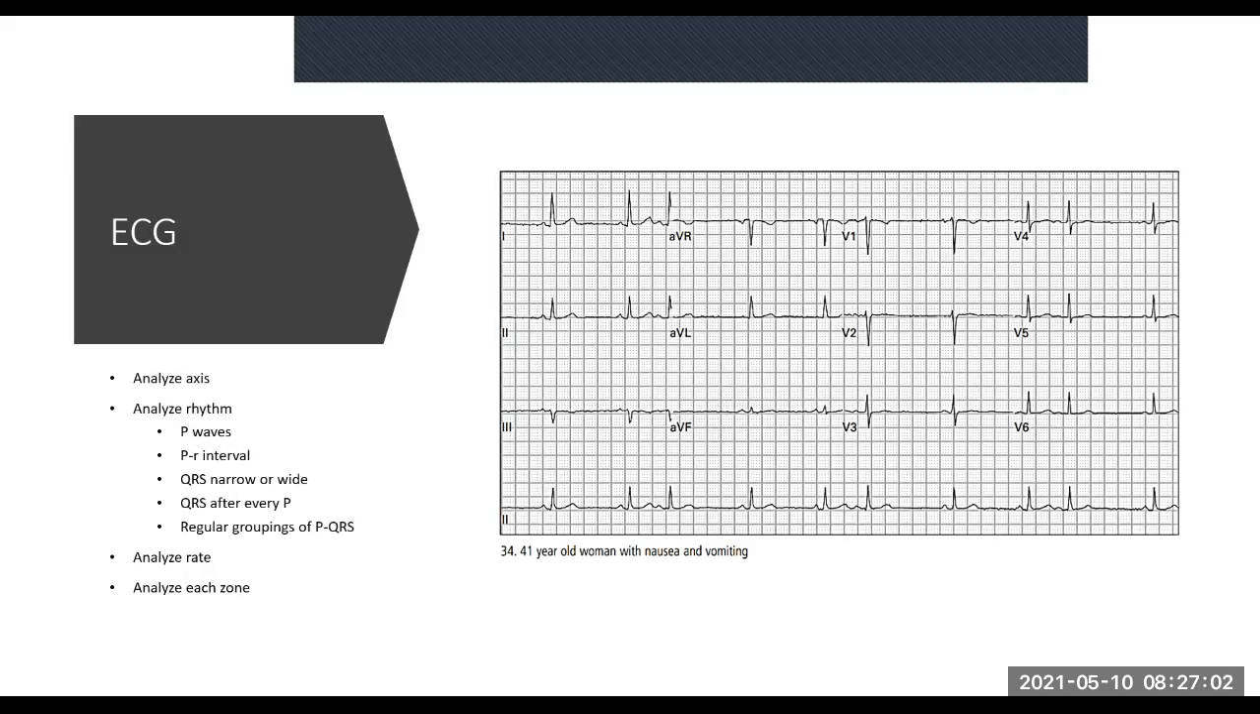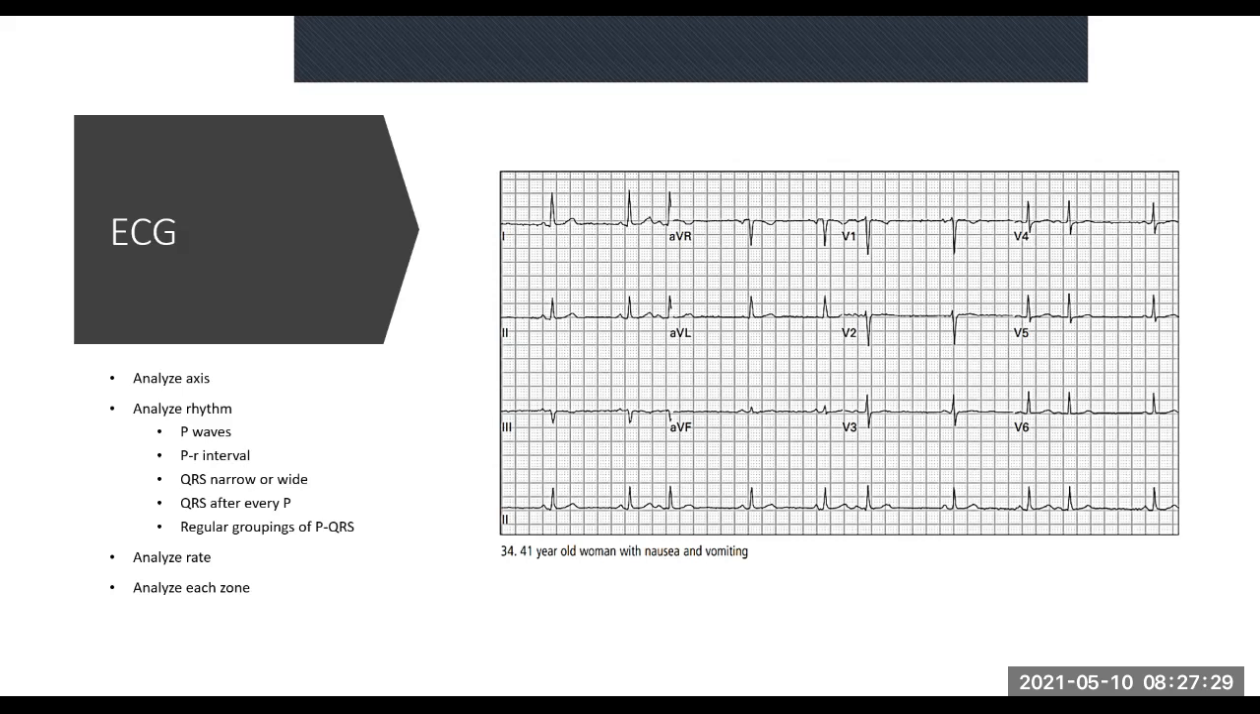We're going to go through this one just now, but as usual, we're going to analyze axis, analyze rhythm, analyze P waves, PR interval, the QRS complexes, QRS after every P, are our groupings regular, analyze rate, analyze each zone, all right? Just by having a quick glance at this, you can already see we're going to have a bit of fun today. What we have is a 41-year-old woman with nausea and vomiting.